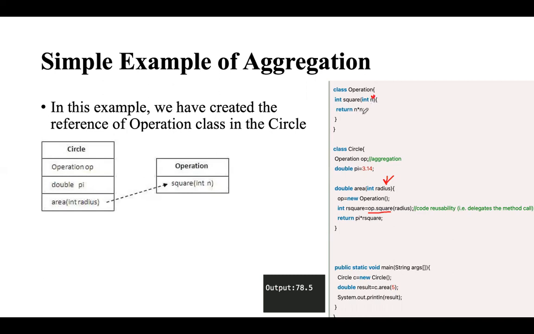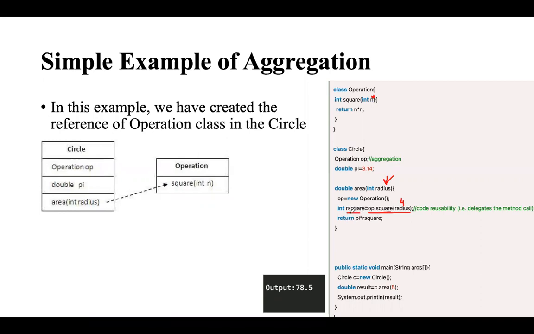This value will be multiplied by itself. For example, if the value of the radius is 2, then 2 multiplied by 2, it will return 4. It will return 4 here. And that 4 will go into this variable r square.